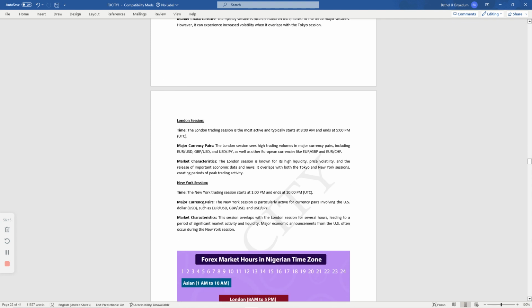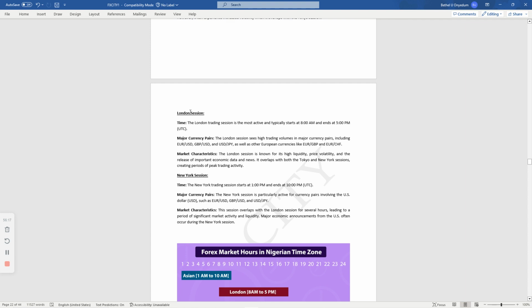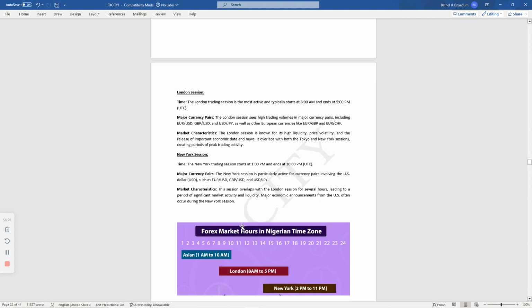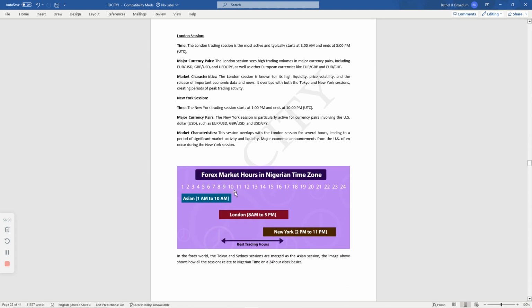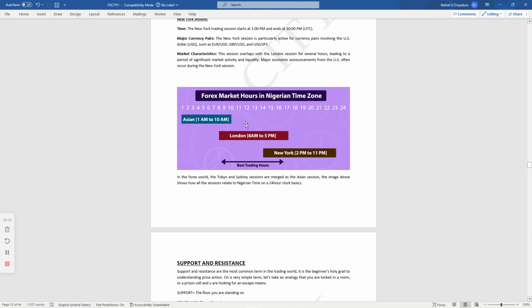When prices actually move very well is the London session and New York session, and during London and New York, we are awake. The New York session actually closes at 10 p.m., when we are about to go to sleep. So we're actually blessed. Here is an image that shows trading hours. This is a 24-hour clock, one, two, three, four, in the Nigerian time zone. So you can use this as a guide.